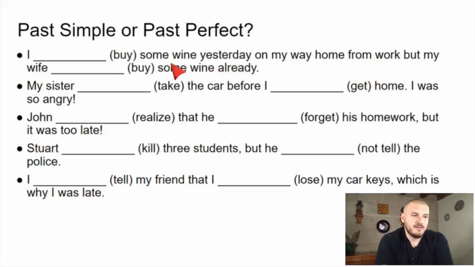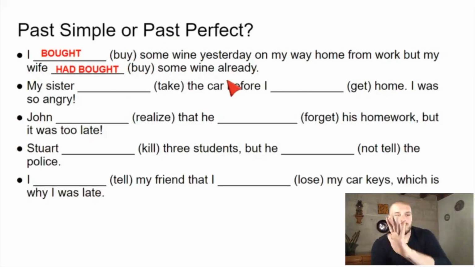Okay, already, I know that's going to be associated with past perfect, right? So that's probably had bought. So this is going to be bought. I bought some wine yesterday on my way home from work, but my wife had bought some wine already. Perfect. Okay, so I'm going to give you a few minutes. Stop the video to do the activity. Okay, here are the answers.